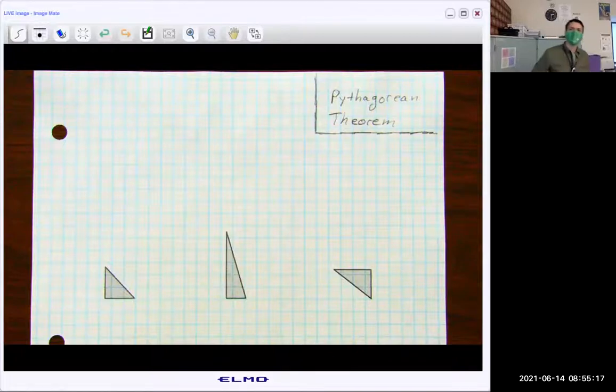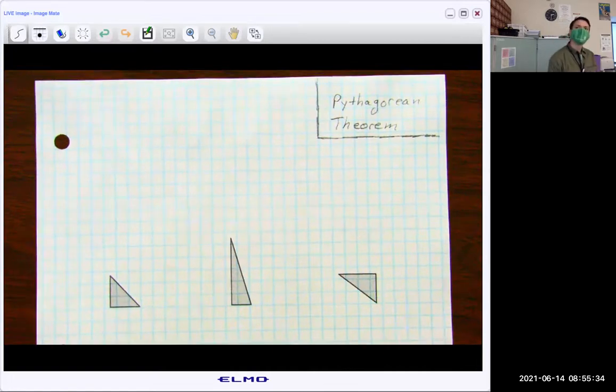How you spell Pythagorean. Pythagorean. Pythagorean theorem. And you can write it out with words like this.